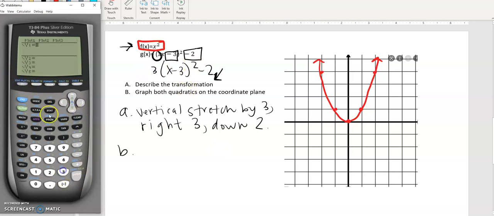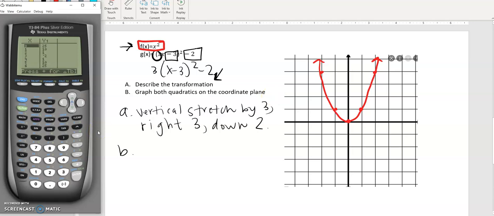I'm going to type in this new equation. So 3 times x minus, whoops, that should be a 3, squared, and then minus 2. And I'm going to go ahead and graph that. So it should show me a new point. Okay, and I'm actually going to go to second table, and that's going to tell me where I should put some of these points.